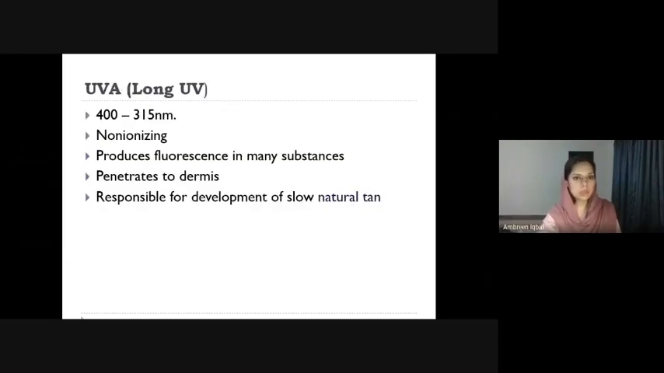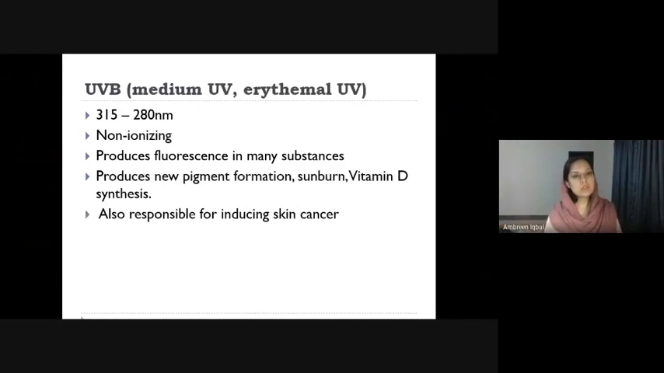Ultraviolet A is also called long ultraviolet as it has a longer wavelength as compared to B and C, like 400 to 315 nanometer. They are non-ionizing in nature. They produce fluorescence in many substances. They penetrate to the dermis. They are responsible for development of slow natural tan. While ultraviolet B has a wavelength of 315 to 280 nanometer, it is said to be medium ultraviolet radiation. It is also non-ionizing like ultraviolet A. It produces fluorescence in many substances. It even produces new pigment formation, sunburn, and vitamin D synthesis. Another effect is that it is responsible for inducing skin cancers.